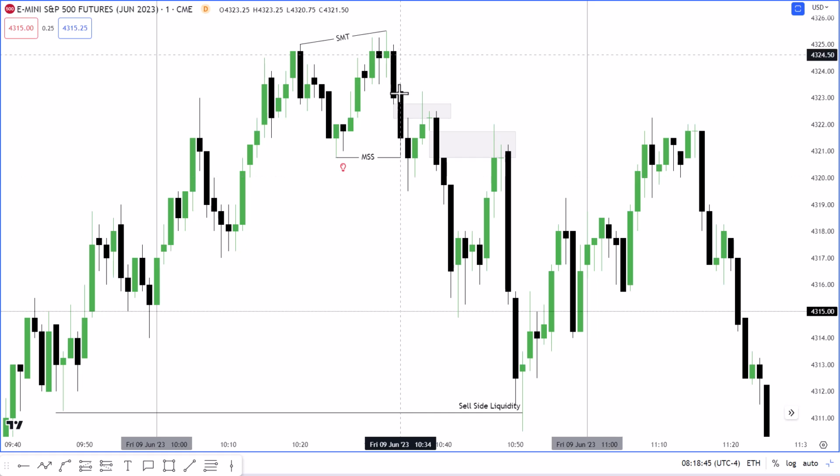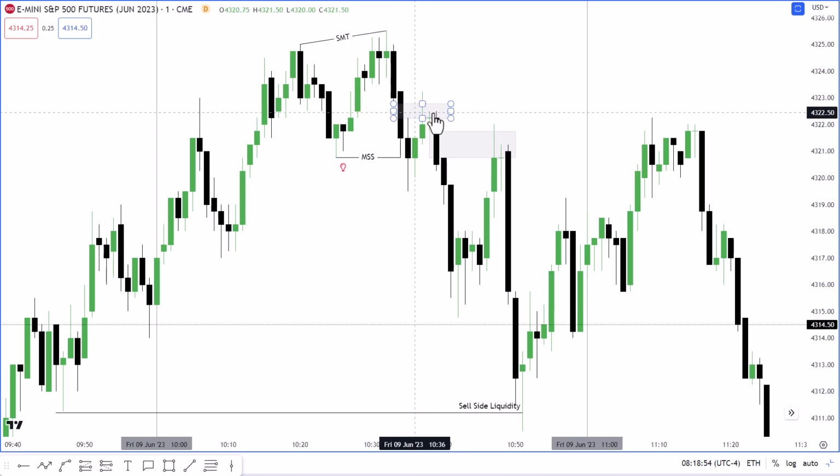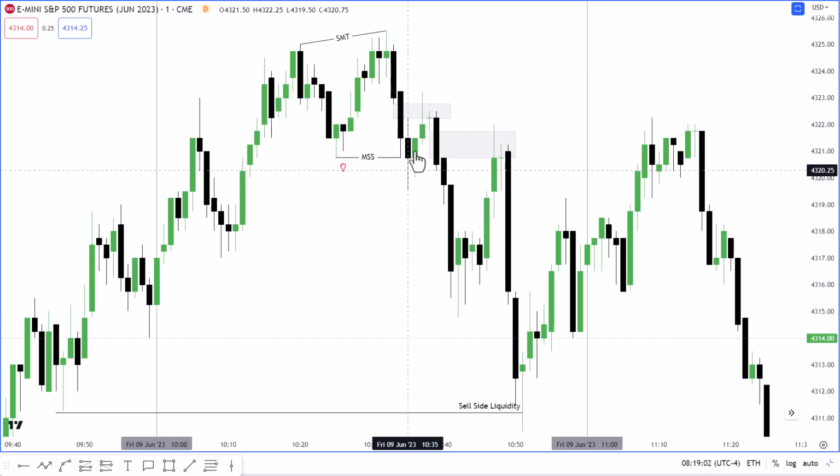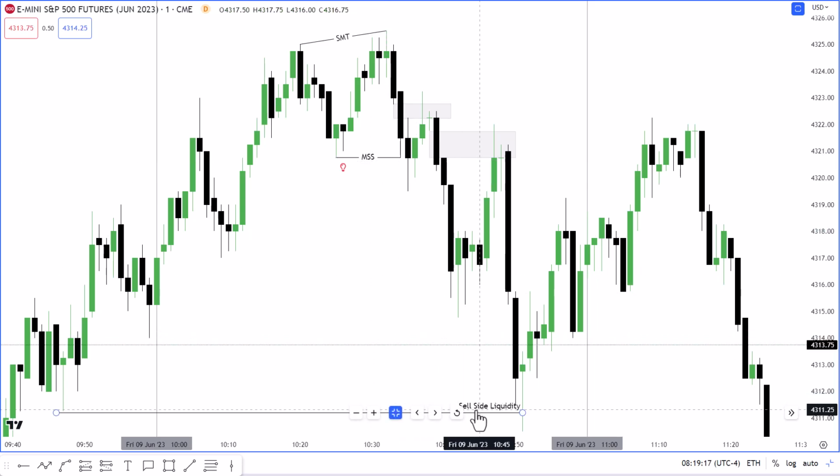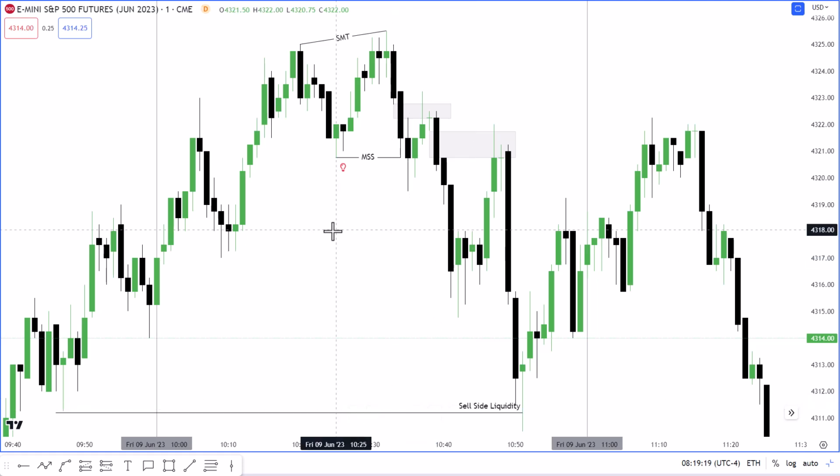Here is the silver bullet trade, this one. As we had our market structure shift, we have price coming back to this fair value gap where we can readily sell. Imagine being a seller right here on this candle as price is coming up. Why should we trust this? Because it is happening between the hours of 10 a.m. and 11 a.m. That's one. We have a market structure shift, that is two. We have a sell side liquidity right here, and that is three. And then finally we have SMT.